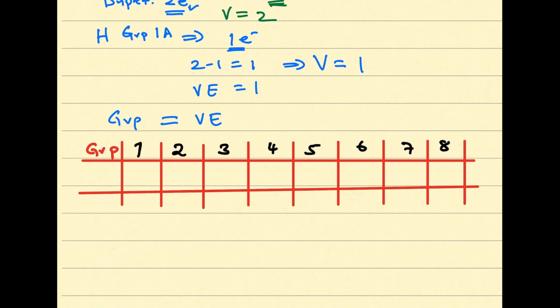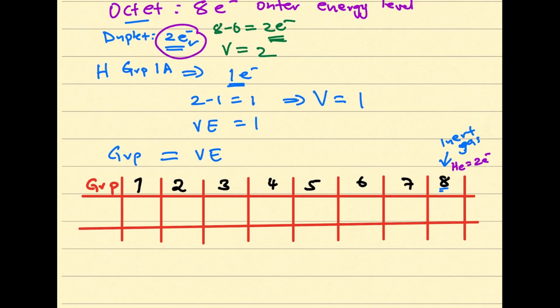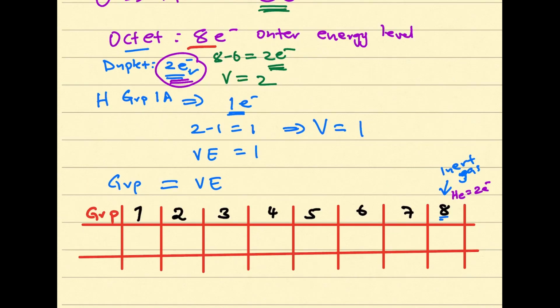Group number 8 is very stable, and that's why they're called inert gases, because they don't react. They already have 8 electrons, but in the case of helium, helium is in group number 8, but it has 2 electrons in the outer energy level. So that one satisfies the duplet rule for 2 electrons. So only helium and hydrogen will need 2 electrons for stability. The rest of the atoms in the periodic table, we will use the octet rule, 8 electrons.